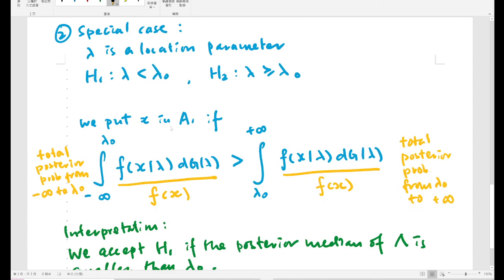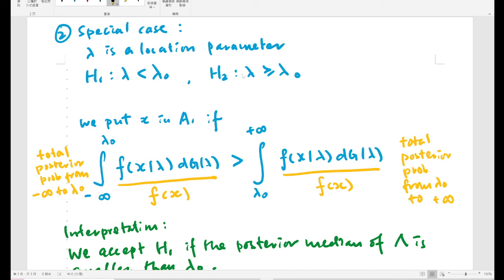Then let's consider a special case application. The application is the situation where lambda is a location parameter. What is a location parameter? The location parameter separates the whole real line into two intervals. So the hypotheses are as follows. H1 is lambda smaller than lambda 0. H2 is the situation where lambda is larger than or equal to lambda 0. The cutoff point is lambda 0.